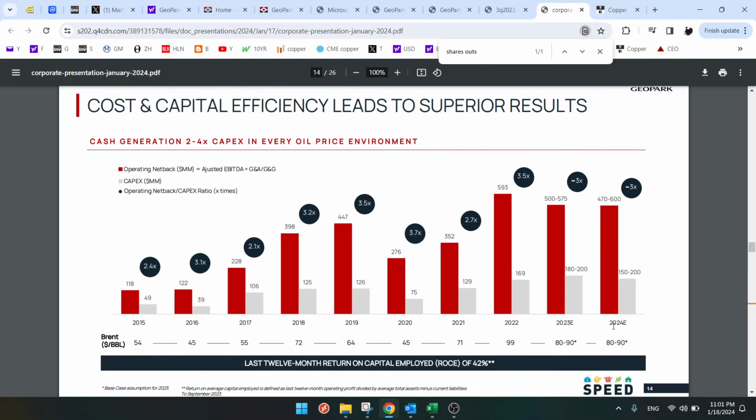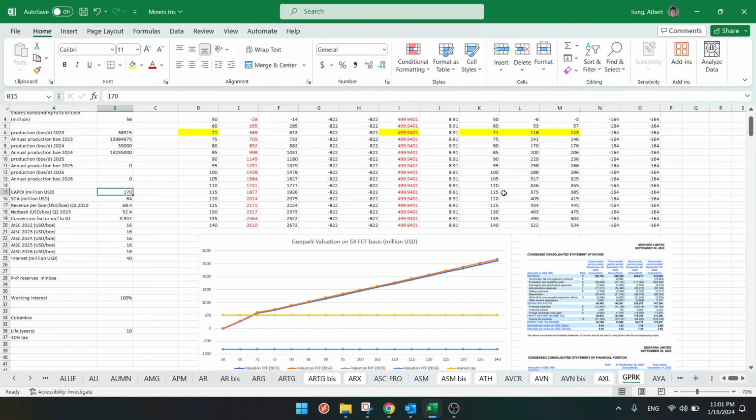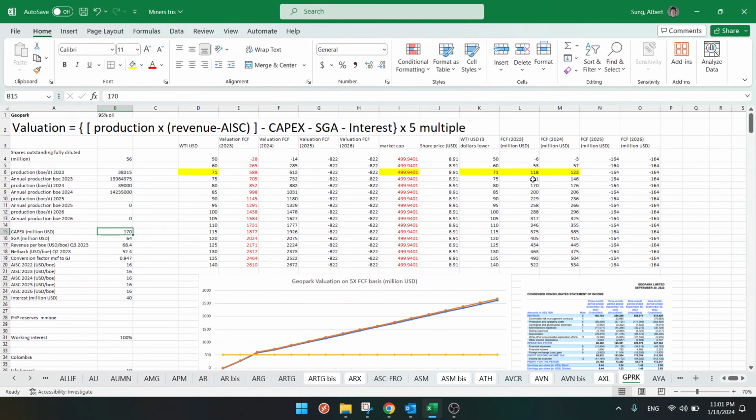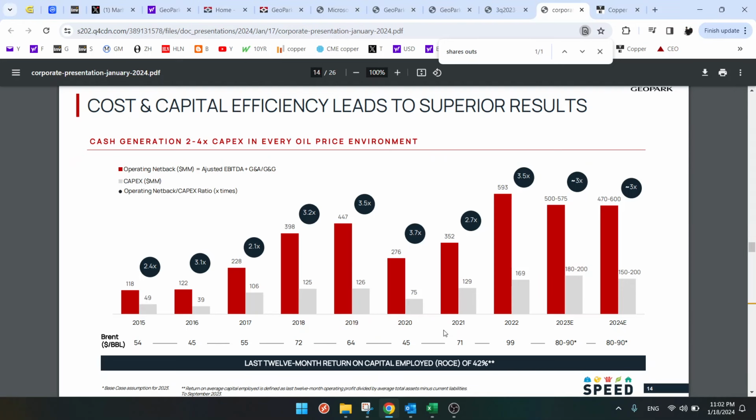So this is the capex and this is the net back, and we get about 300 million per year free cash flow. 300 million per year. I don't think so. It's just 100 million on my sheet. Why is it only 100?